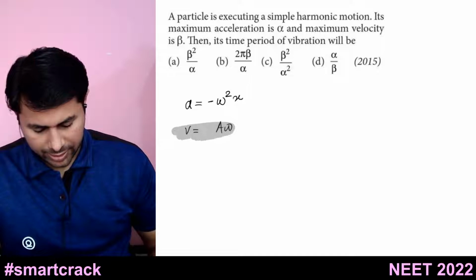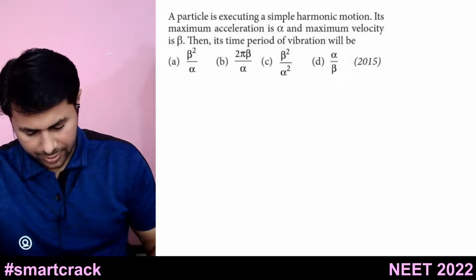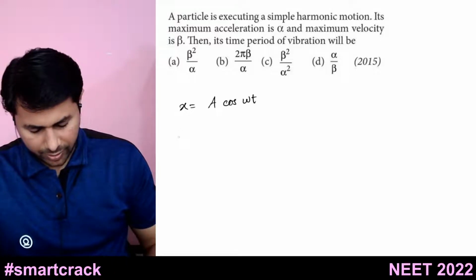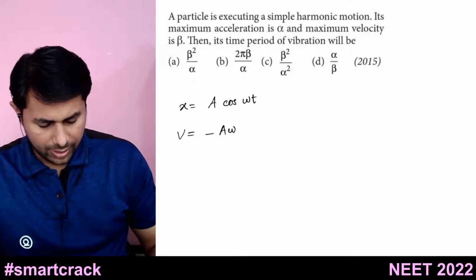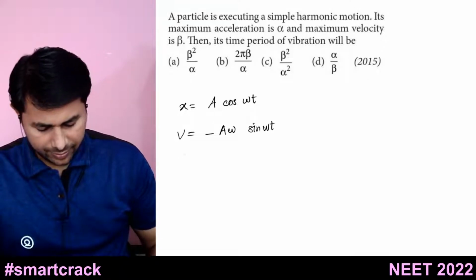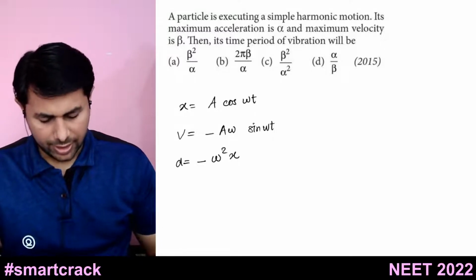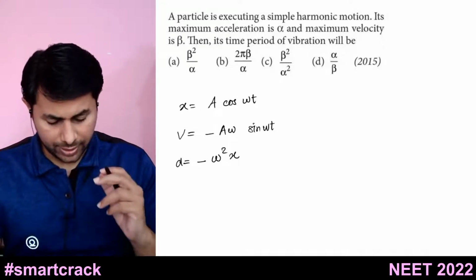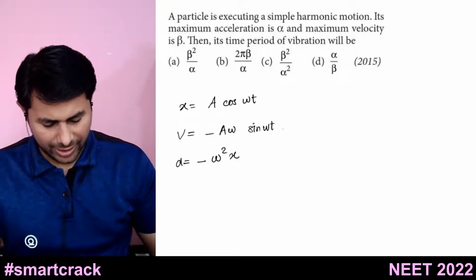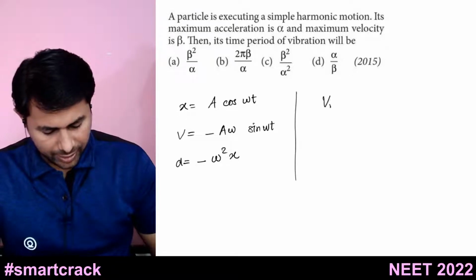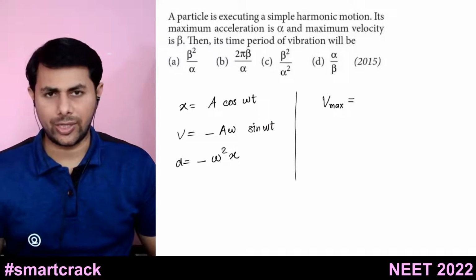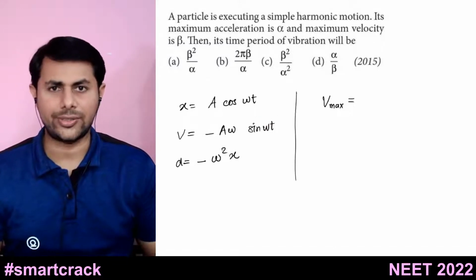Okay, so now I just want maximum values. So I will just write, see, x is equal to a into cos of omega t, v equals minus a omega into sine of omega t, and acceleration is equal to minus omega square x. Okay, so I want the maximum value of velocity. So Vmax is equal to what? So sine of omega t will be equal to 1, because the maximum value of sine or cos is equal to 1.